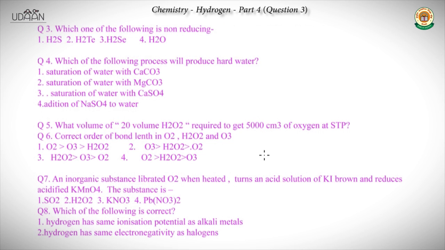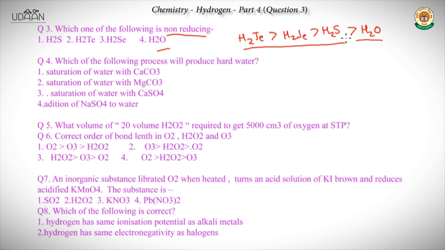We have question number 3. Which of the following is non-reducing? H2S, H2Te, H2Se or H2O? Let me tell you that the reducing nature increases down the group. That is, the reducing nature will be in the order H2Te, then H2Se, then H2S, and then H2O. So hence H2O is the least reducing agent, or actually it is neutral, so it is a non-reducing agent. Except that, all of these are reducing agents. So the answer is H2O.